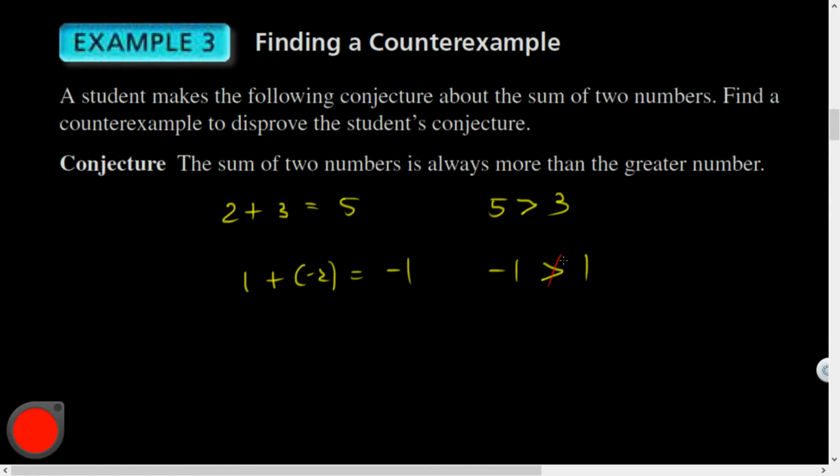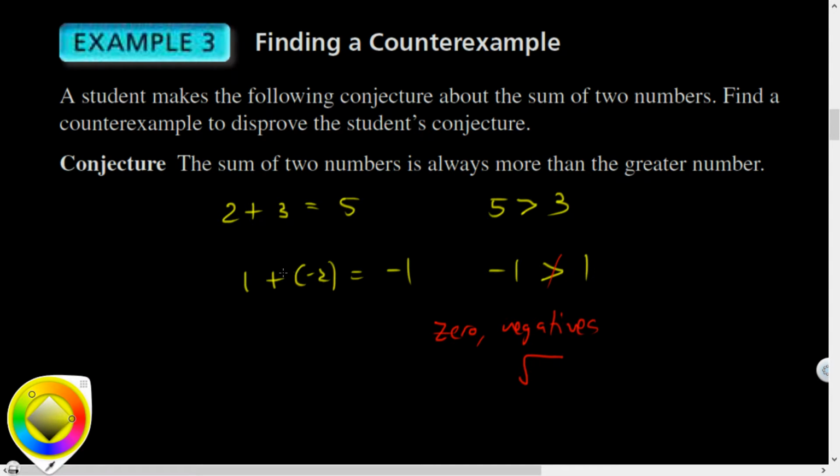And so finding counterexamples, the classic things you'd want to test would be like 0, negatives, right? Those are really the classics, because negatives would break things, anything talking about square roots or an even root. In terms of picking numbers, those are the ones you'd want to find. So yeah, this is a counterexample. 1 and negative 2 were a counterexample to this student's claim.